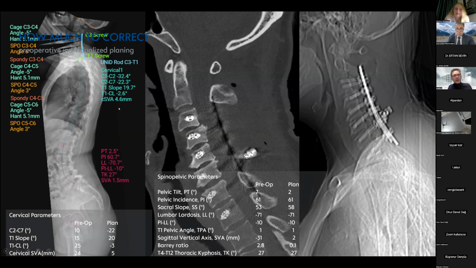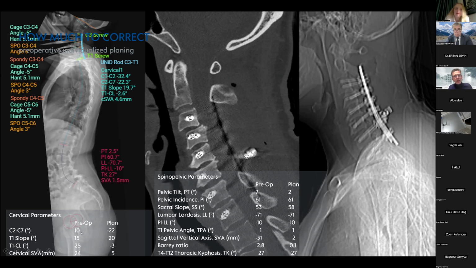So we have also started to use customized rods. We calculate the rod, it comes from the lab, it is sterile, and then we are using the rod as a template, and we are correcting and releasing until the template fits the cervical spine that we are correcting. So we are using basically these customized rods as templates for our correction.